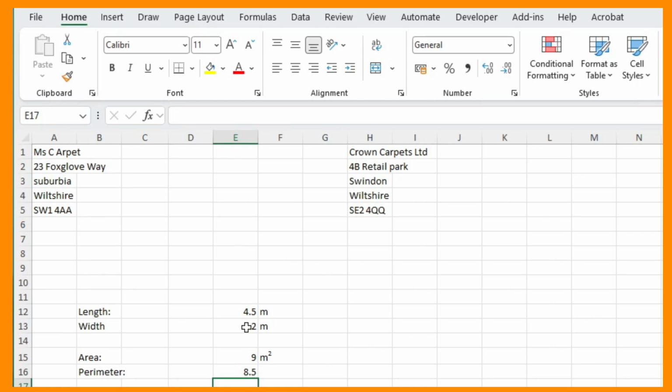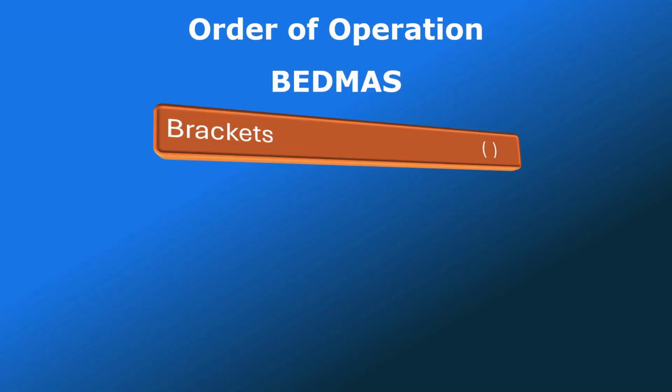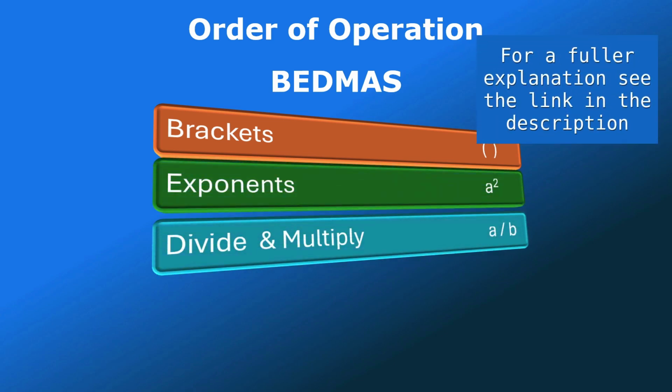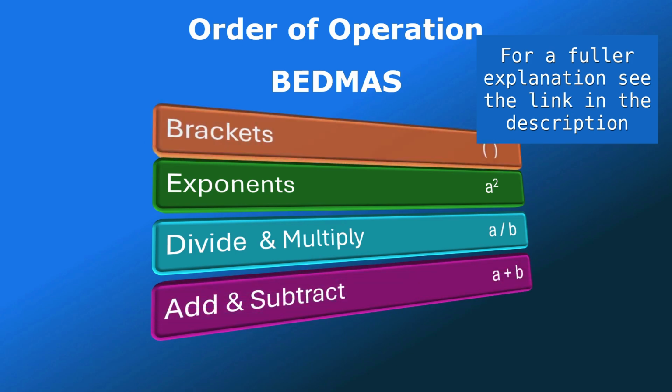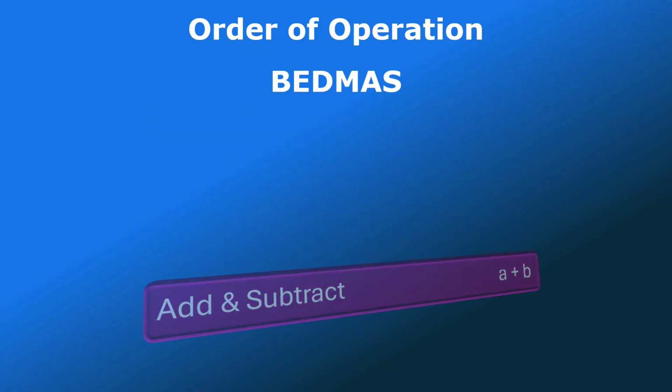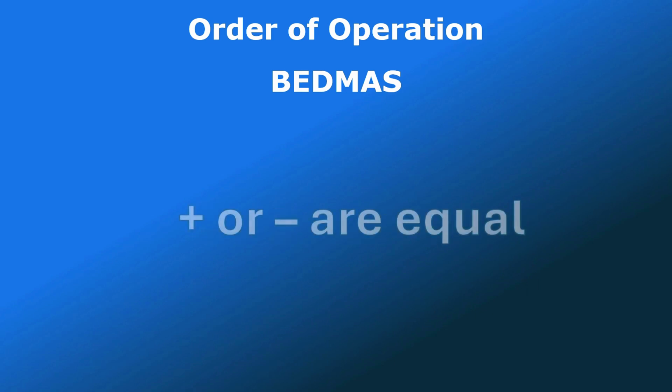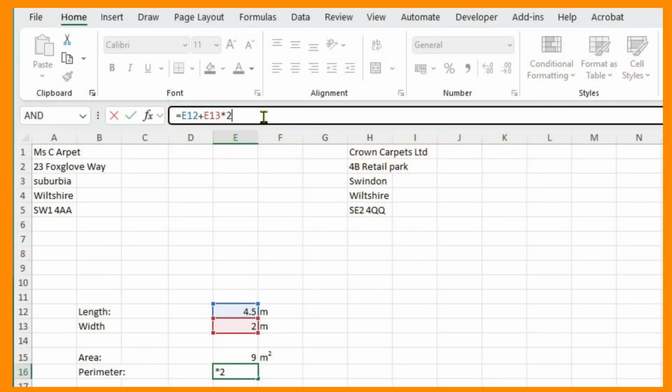Remember your order of operations in maths, BEDMAS. Brackets are processed before exponents. Exponents are evaluated before division and multiplication, and everything is evaluated before addition and subtraction. Note, division and multiplication are the reverse of each other. Likewise, it doesn't matter in which order addition and subtraction is done. The general rule, once the order is resolved, is to calculate from left to right. What's done in our formula is E13 in red times 2, which is 4, plus E12, which is 8.5, which is not the answer we want.